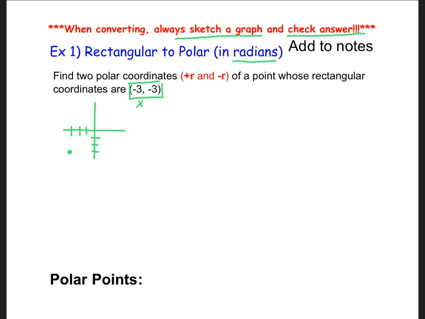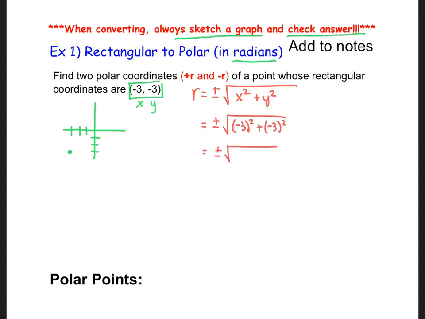Now, this is our x, this is our y. So to find our r value, we're going to do either the positive or the negative square root of x squared plus y squared. If we plug in those values, -3 squared plus -3 squared, we're going to get, positive or negative, 9 plus 9, which is plus minus square root 18. As usual, simplify. The square root of 18 simplifies to 3 square root 2. So now we have a radius, and we have one that's both positive and negative.